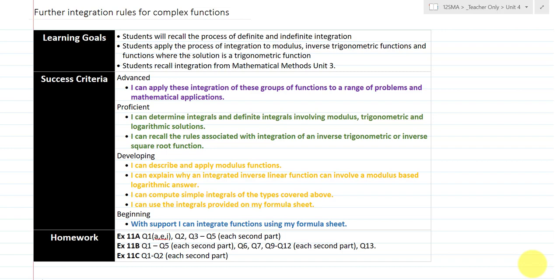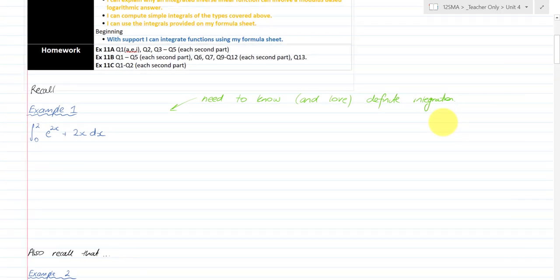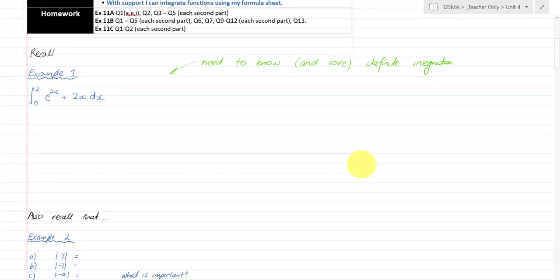So let's start with the further integration rules for complex functions topic. And it's going to start with a couple of reminders. So first of all, let's do an example where we talk about how we integrate. And it's a total integration problem, so it's definite integration involves finding the area or the definite integration depending on the context of the question.